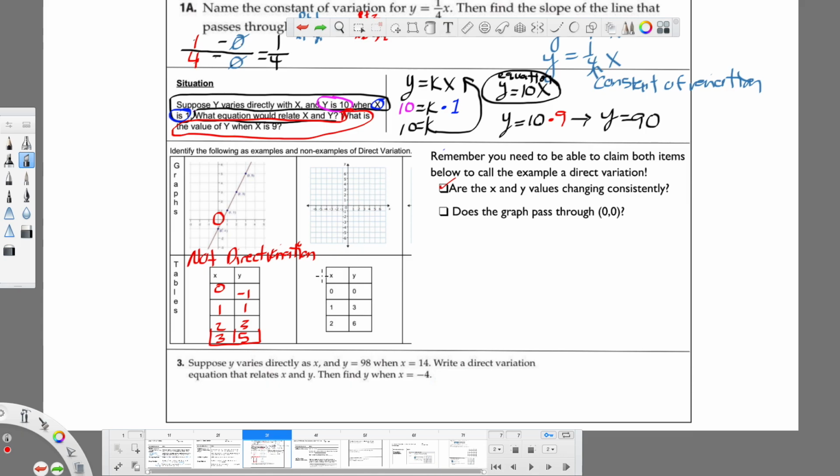So with this guy, we are starting at 0, 0. Yay. That's a good one. Here, let's change so I can do my check marks here. So we're starting at 0, 0. So that means, boom, we passed that test.